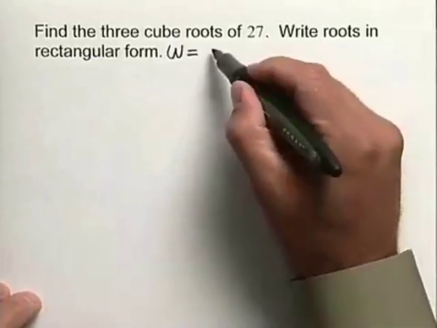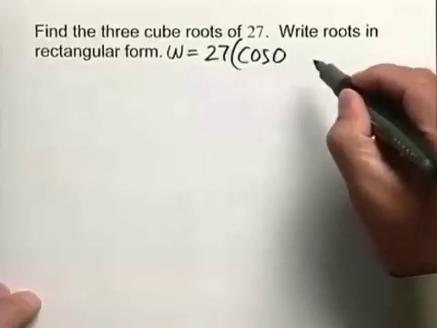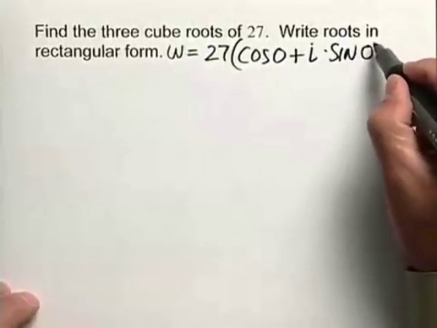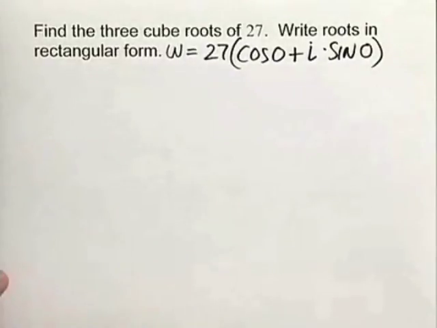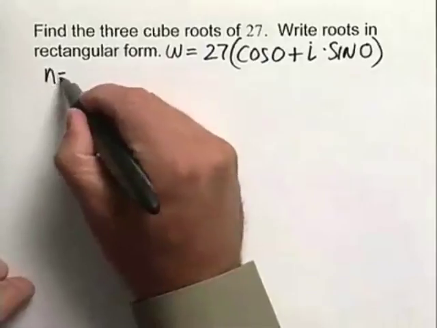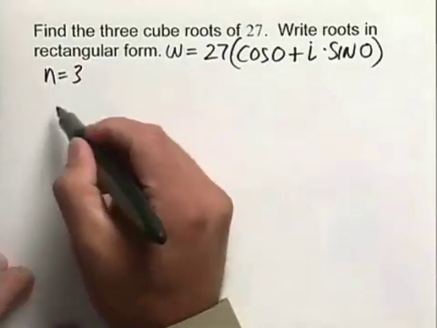And that will be of the form 27 times the quantity cosine of 0 radians plus i times the sine of 0 radians. Now, since we're looking for the cube root here, we know that n has to equal 3. And so from that, let's write the general form of de Moivre's theorem. It's going to look like the following.